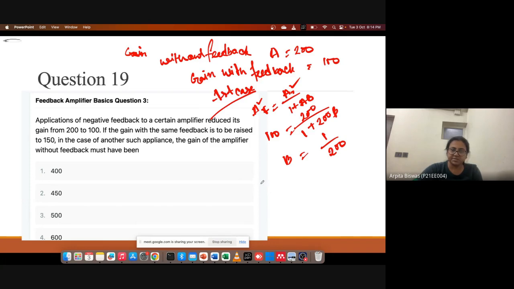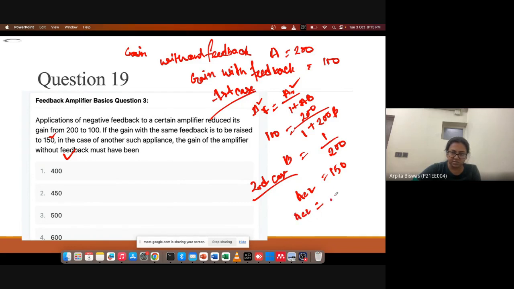Now the second case. A closed loop is given, 150, okay? And you have to find out the gain of the amplifier without feedback. It's with feedback it is given. And you have to find out without feedback. So what is the value? How to find out?